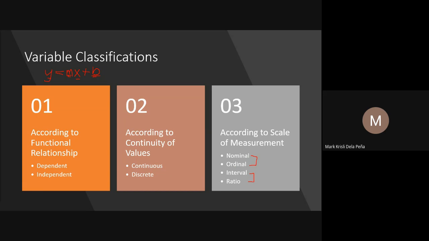Ratio involves fractions, for example, your temperature, which falls from a certain value. If you use a digital thermometer, there are values like 36.1, 35.7, and so on. So again, these are just some classifications of variables according to functional relationship, according to continuity of values, and according to scale of measurement.